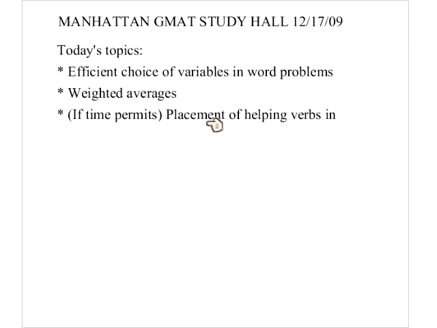So again, here are today's topics for the study hall. We're going to talk about how to choose variables most efficiently in order to solve word problems. As far as the advanced or basic level of these topics, this is a somewhat mid-level topic. Our discussion of weighted averages today is going to center around a shortcut for weighted averages. So this is a little bit of an advanced topic, but it's very cool. And then, looks like the last line here was cut off, just let's say comparisons. So if time permits, we'll talk about a sentence correction topic, which is the placement of helping verbs in comparisons.